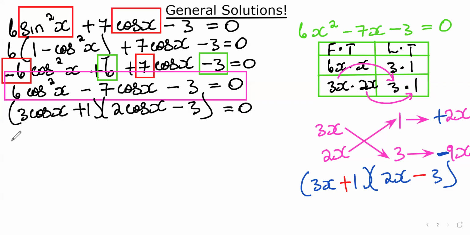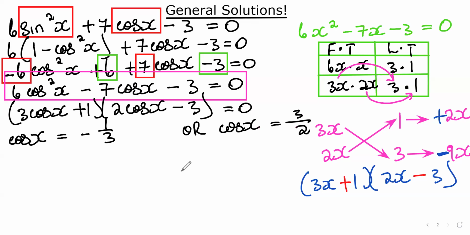For the first one, you'll say cosine x is equal to negative a third, or cosine x is equal to 3/2, right? Of course, because you need to take this one to the other side and divide by 2. But of course, you know that for this one, there is no solution. Why is there no solution?